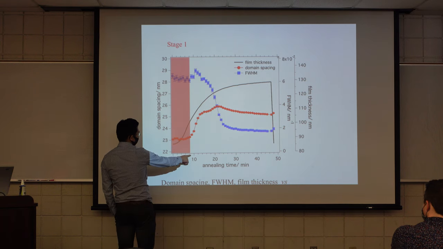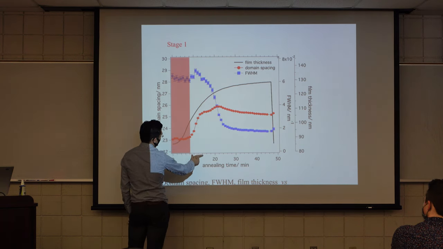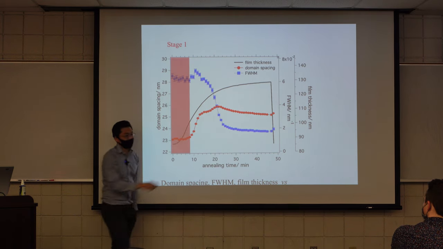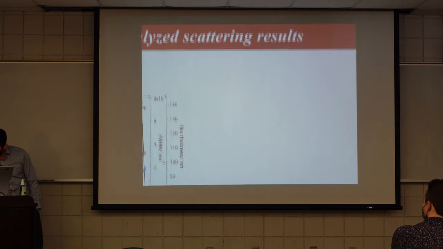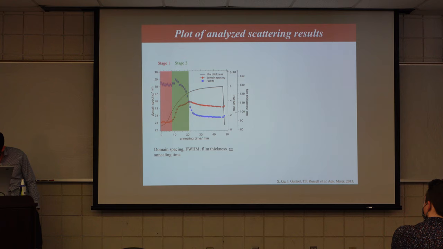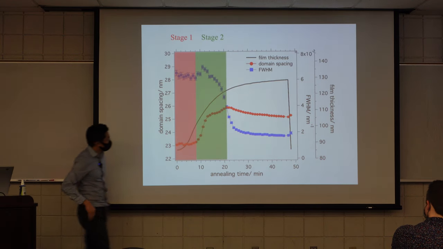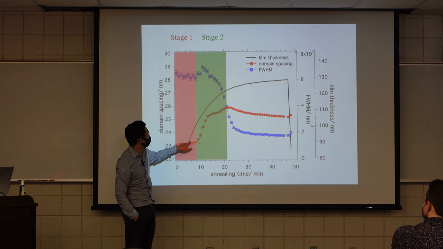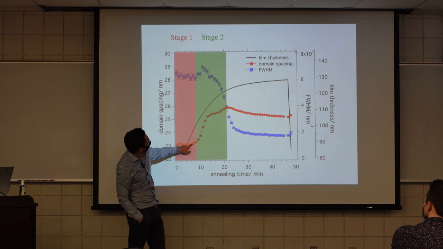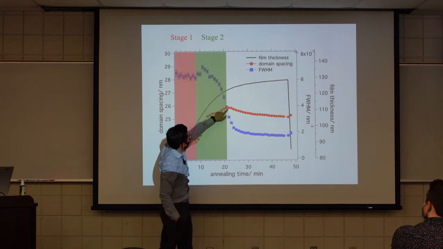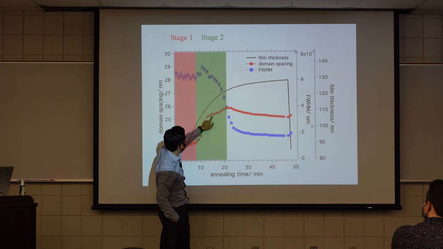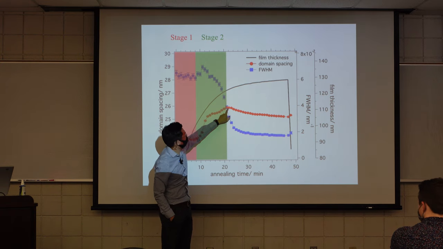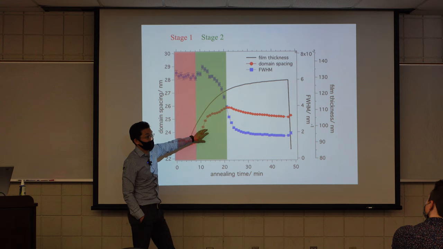And that's what we believe is the signal of the onset of stage two. When you swell more, this is about 10-15%. When it's past 15%, you start to reach stage two. That signals the onset of chain mobility, your chains start to move around, signaled by your full width at half max starting to go down and your domain spacing starting to go up until it hits this point. I'll explain this point in just a second. So here, your film has enough mobility.